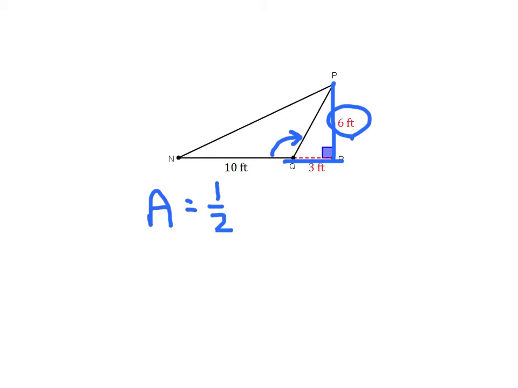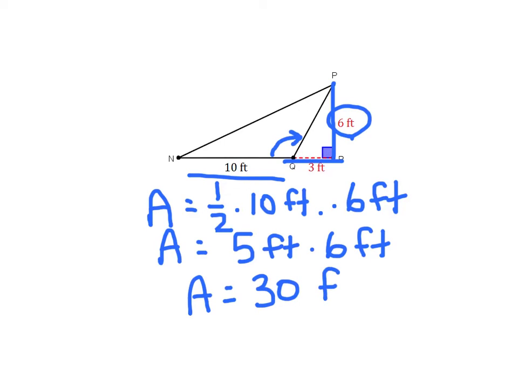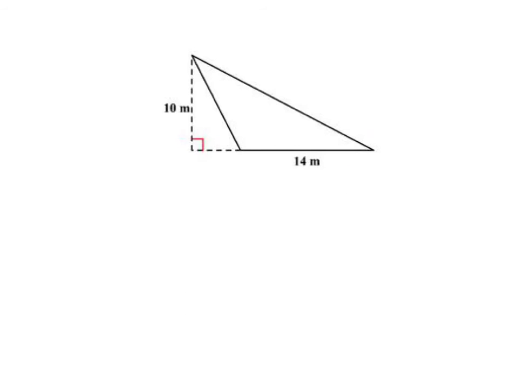So we have 1/2, the base is 10 feet in this case, and the height is 6 feet. All right, 1/2 of 10 is 5, and then 5 times 6 is 30. So the area for this triangle is 30 square feet. Okay? All right, you try this one. Okay, again, we have an obtuse triangle. Pause your video and then restart it to check your answer.